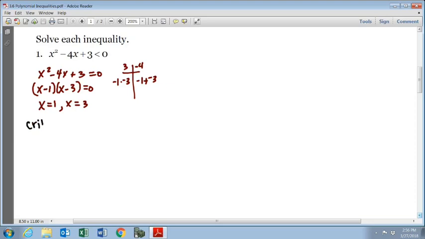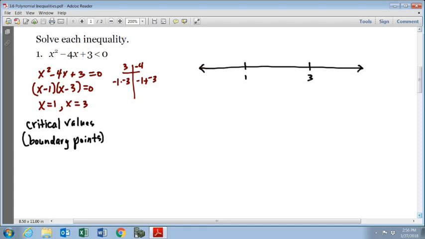So these are what we call our critical values. These are the values of x that make this polynomial equal 0. You'll find in my math lab that they're calling them boundary points, which is what you will see in some books. All right, so let's go ahead and draw a number line and put our critical values or boundary points on there.